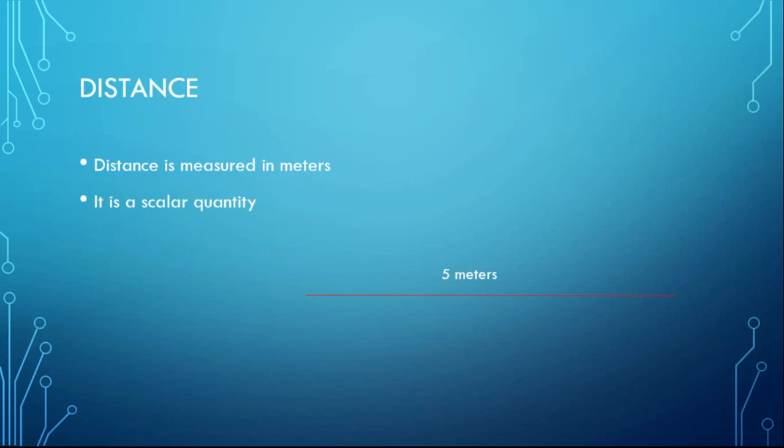Distance is the total amount of area travelled or covered by a person or object. It is a scalar quantity as it only has magnitude. An example of distance is if a basketballer travels 7 meters from the center circle to the basket.